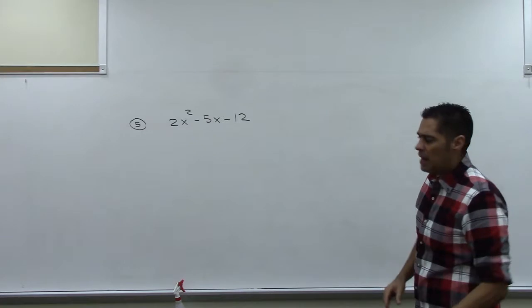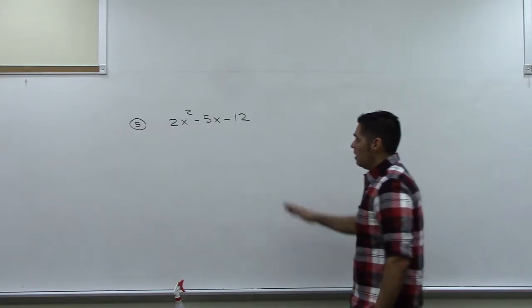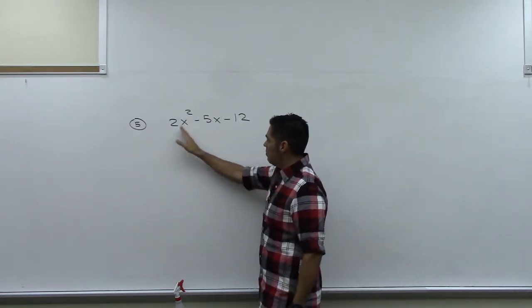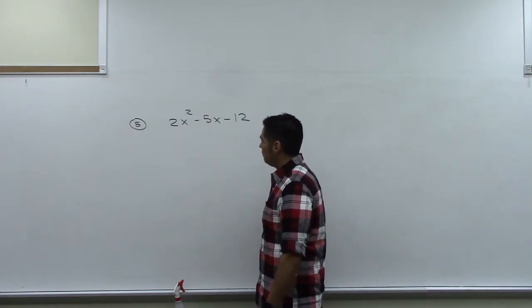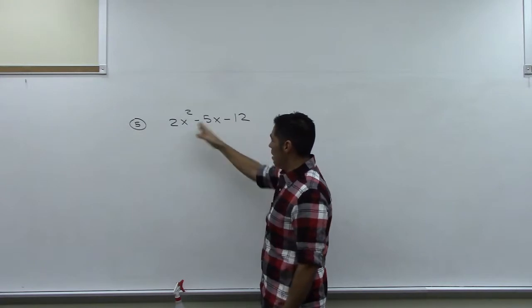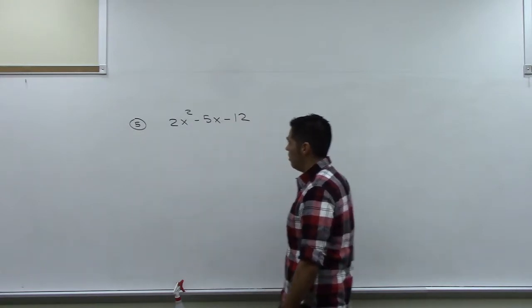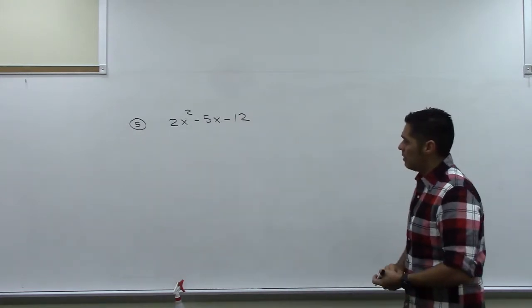So the first step to factoring anything at all is to look for a greatest common factor. Is there a number that all these 3 numbers have in common? There's not. Is there a variable in common to all of the terms? The answer is no. So we do not have a greatest common factor to pull out.